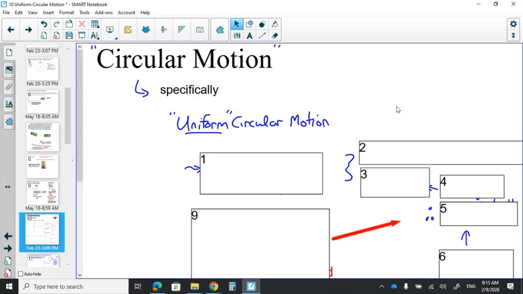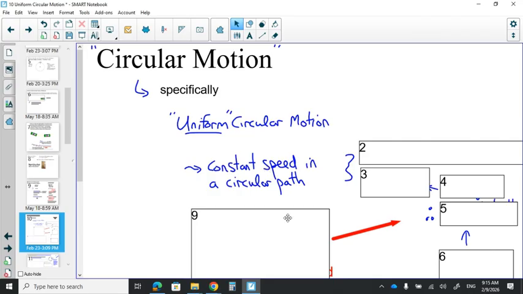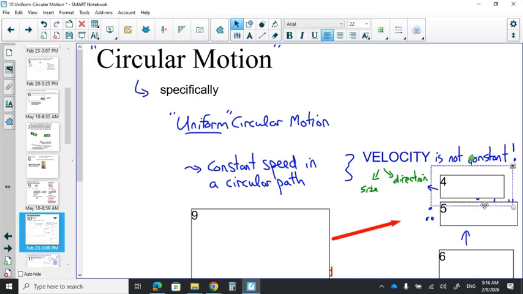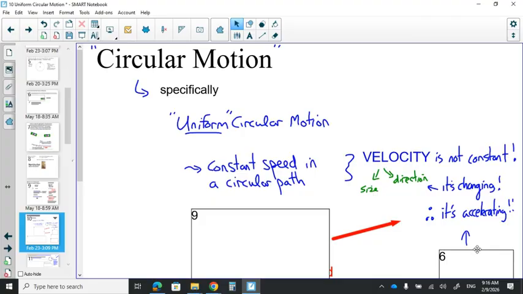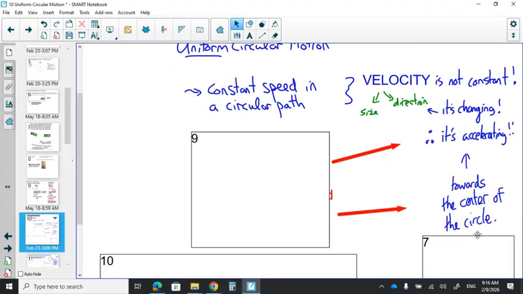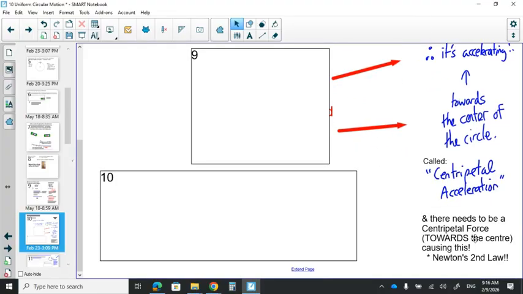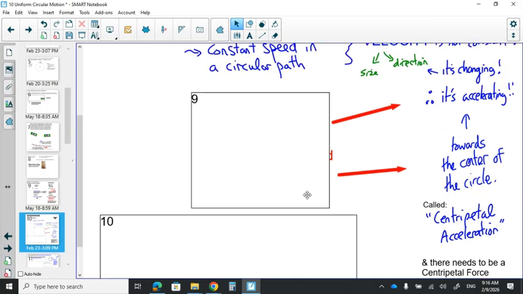Anyway, so circular motion, specifically, uniform circular motion. So you're at a constant speed in a circular path. And so your velocity is not constant, as I said already, because the velocity is both size and direction. And of course, the direction is changing, and it's changing towards the center of the circle all the time, which is your centripetal acceleration. And so there needs to be a force towards the center all the time to cause that, right?